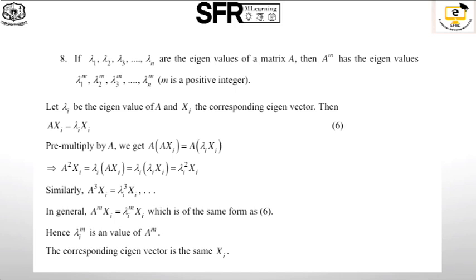Next, we pre-multiply by A, we get A into Axi equal to A into lambda i xi, which implies A square into xi equal to, we multiply lambda i into Axi, which is equal to lambda i square into xi. Similarly, we get A power 3 xi equal to lambda i power 3 into xi. In general, A power m xi equal to lambda i power m xi. So, here we have lambda i power m is an eigenvalue of A power m.